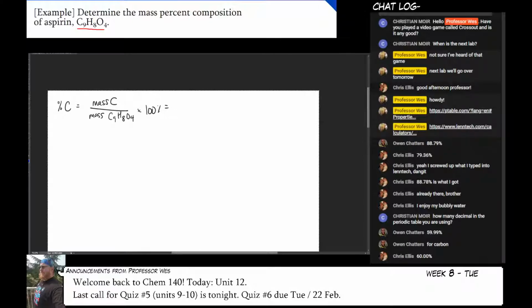All right. Now, I have 9 carbons, so that's going to be 9 times the mass of carbon, which is 12.01 AMU. And then I need the mass of aspirin, which I'm just going to type into Lentech, and you can assume that I did this right. I got 180.16 for that.